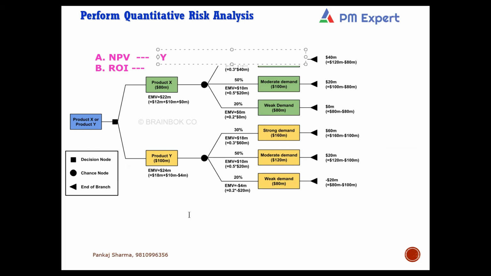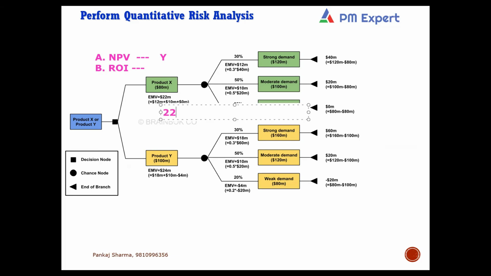Now tell me, on the basis of ROI, which one? ROI is also good. But which has a greater ROI, product X or product Y? Tell me, which of these products has higher ROI, X or Y? The first one, X, has a better ROI. What is the ROI of the first one? The investment is 80 million. Or shall I say 22 upon 80 into 100? This is the ROI of X.